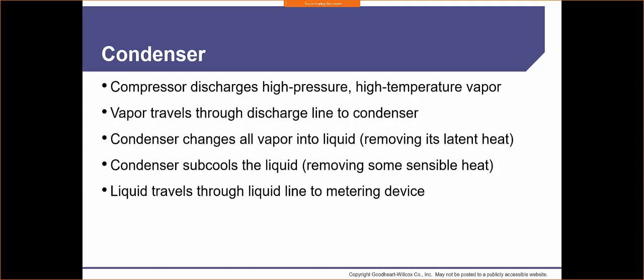Usually it's between 10 and 12 degrees for most systems. That is going to help ensure that we don't have liquid going into the compressor. So subcooling, that's for our metering device, specifically a TXV. We're going to talk about TXVs in a little bit. And then we've got our superheat, which is just to make sure that we don't get liquid going into the compressor.